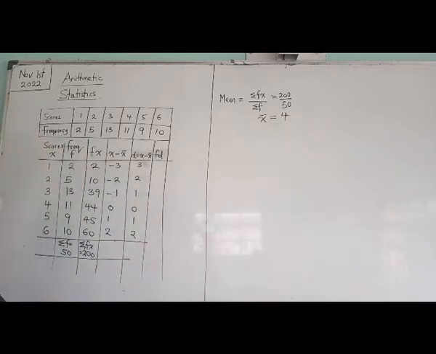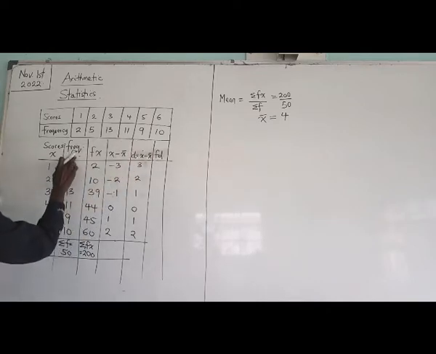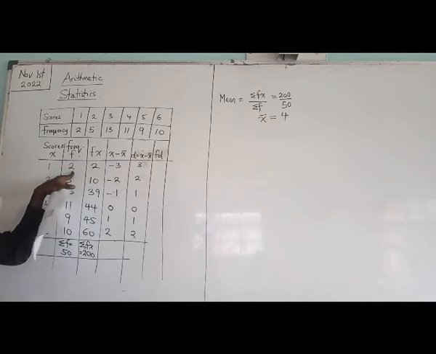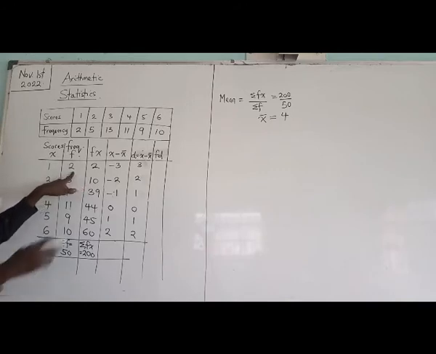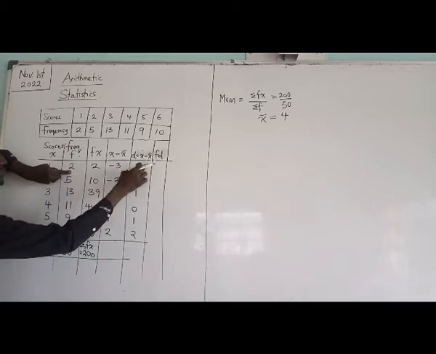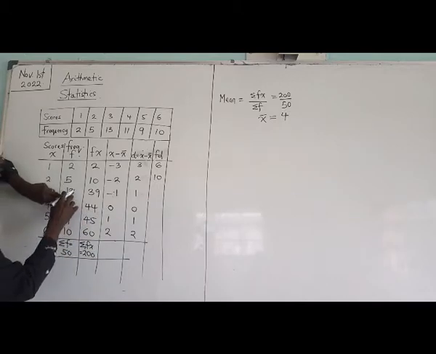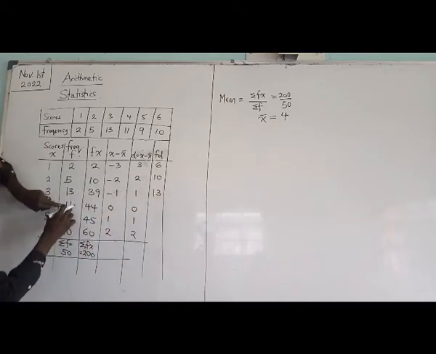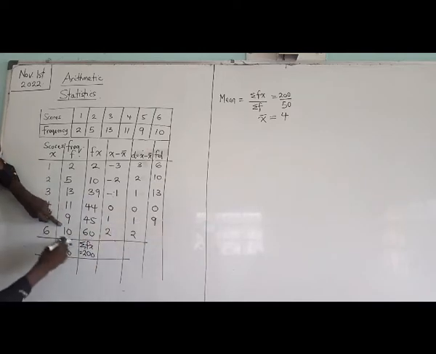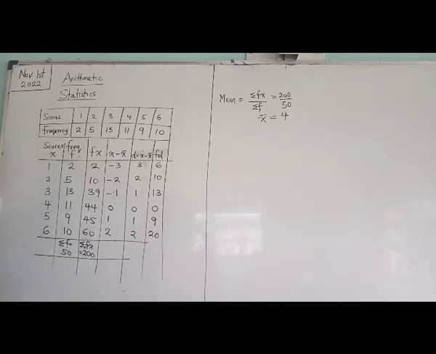Now, how do you do FD? FD means that I'm going to be working with this column and this. So I'll put my left hand here. Because when you're solving, always use techniques that will help you not to make a mistake. I'm going to put my left hand and finger here, and I'm going to check. 2 times 3, 6. 5 times 2, 10. 13 times 1, 13. 11 times 0, 0. 9 times 1, 9. And 10 times 2, what? 20. Is that okay?